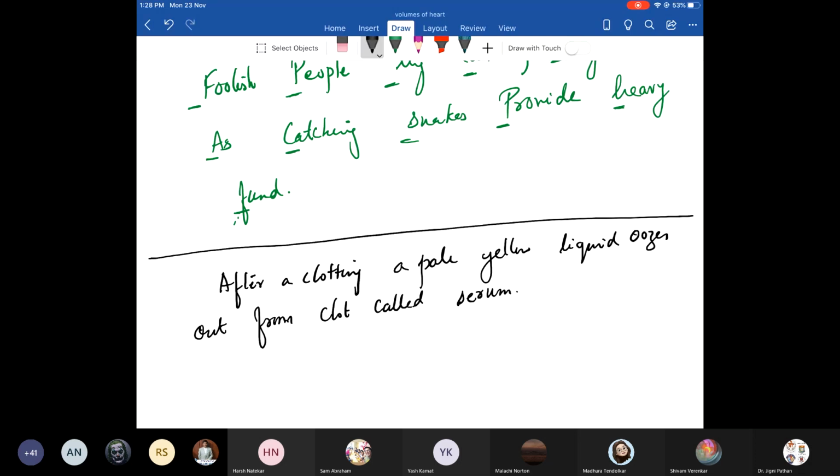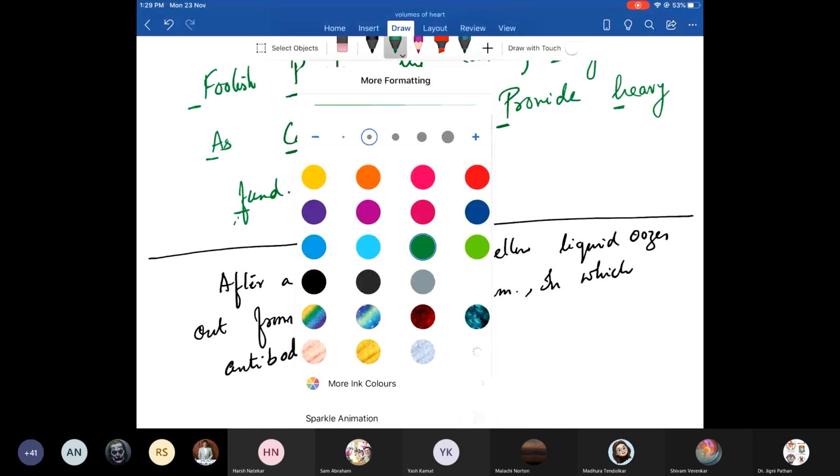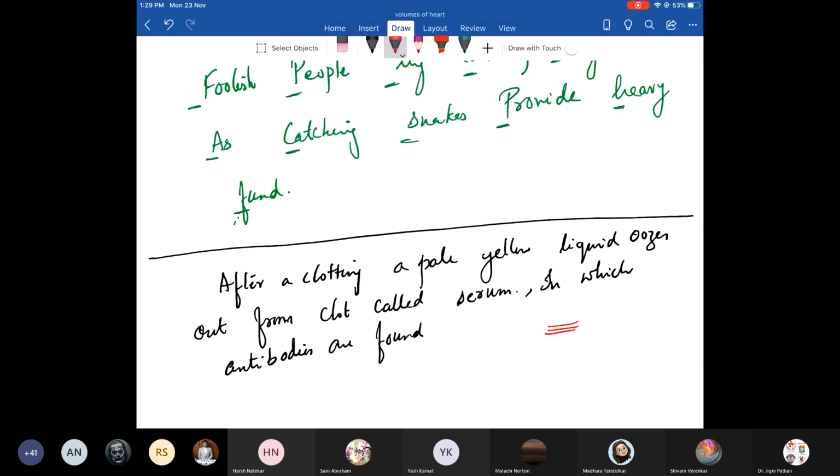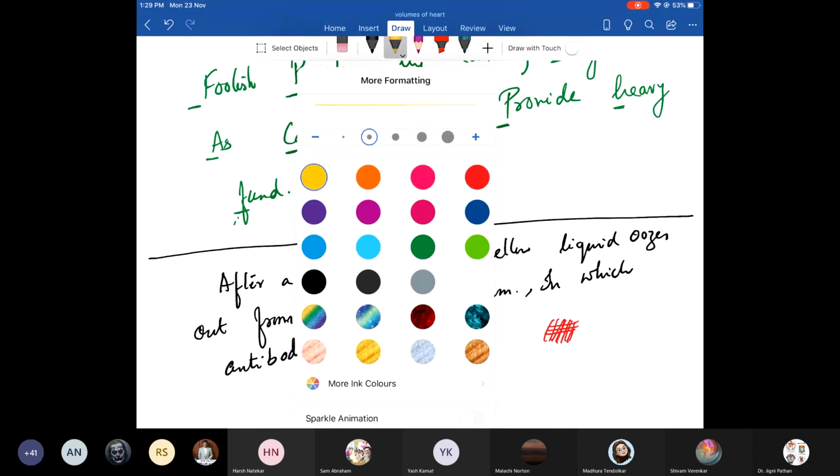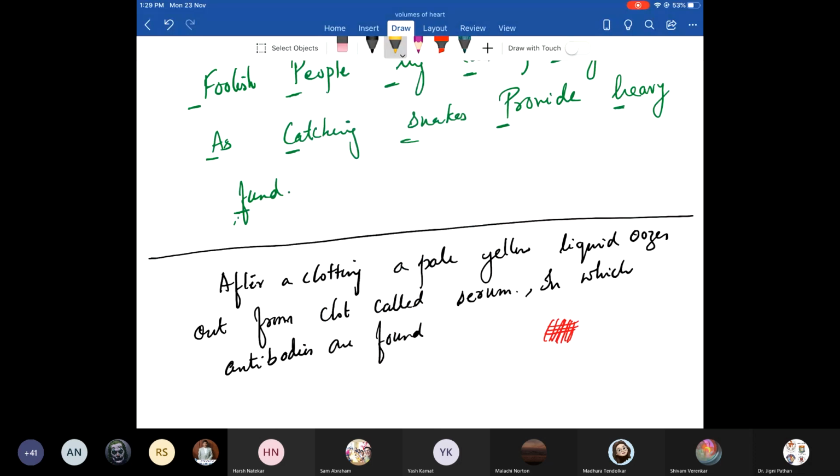Serum is the fluid in which antibodies are found. So if this is a clot, fibrin with cells, then surrounding the clot there is fluid. That yellow colored fluid is called serum. And this is the clot. Are you getting the point?